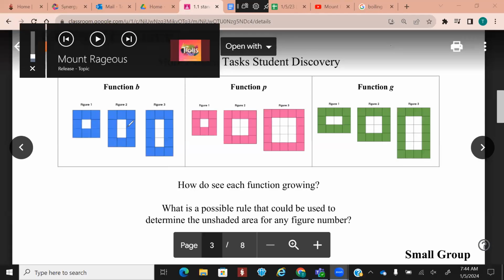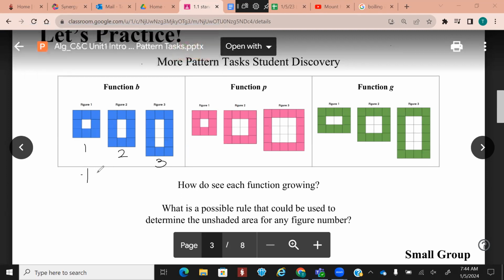All right. Function B. So that's his first one. Looking at the white tiles, or the tiles that are in the middle, how many do we have in the first one? One. How many do we have in the second one? And then how many you had in the third one? Okay, so what are we going up by each time? So we're adding one each time.